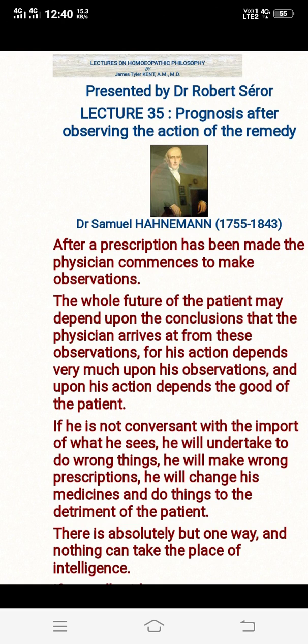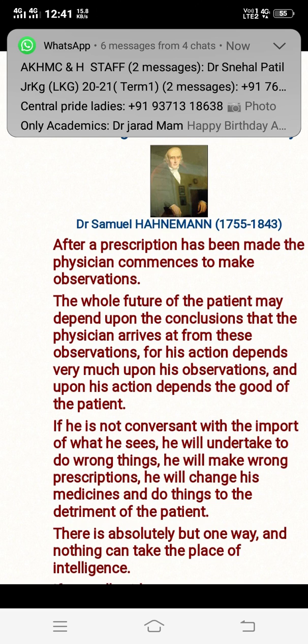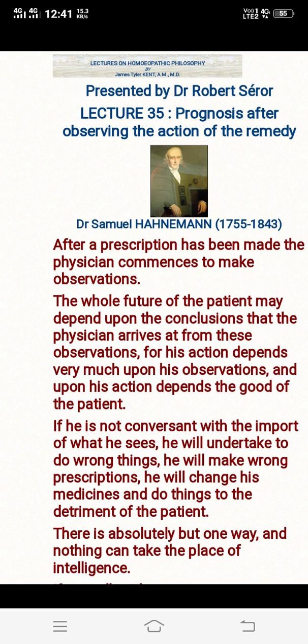There are different observations we will see after giving medicine to the patients, and in this, Dr. Kent explained the 12 observations that he saw after giving the medicine to his patient, and he put these as Kent's observations, or also we call it the prognosis after observing the action of the remedy. So this is chapter number 35, the prognosis after observing the action of the remedy, which we also call Kent's 12 observations. Starting with the topic, this is what Dr. Kent explained about his 12 observations.